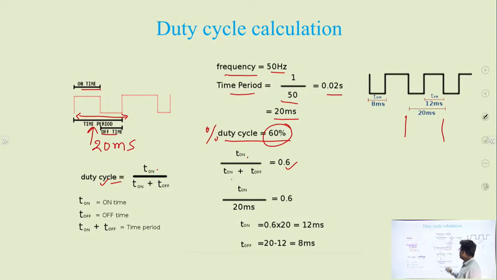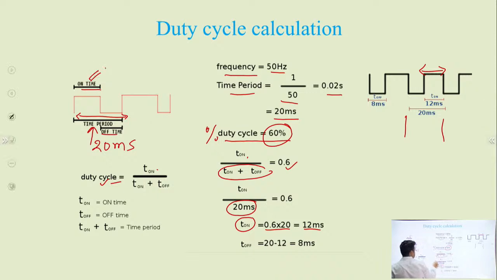The duty cycle is T on upon T on plus T off, where T on plus T off is the time period of 20 millisecond. Through that we can calculate the T on time as 0.6 into 20, that is 12 millisecond. So the circuit is on for 12 millisecond. Since the total time period is 20 millisecond and the on time is 12 millisecond, we can calculate the off time as just 8 millisecond.